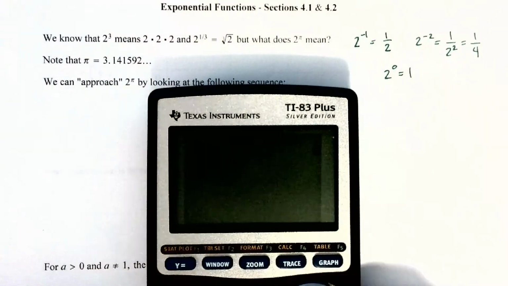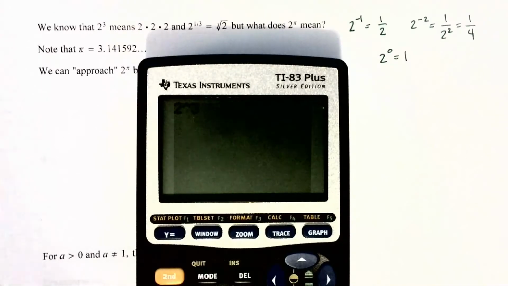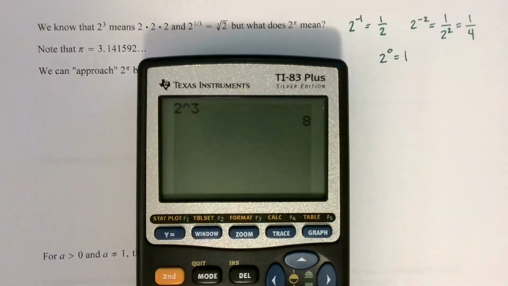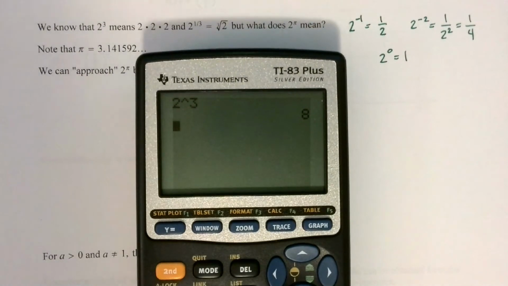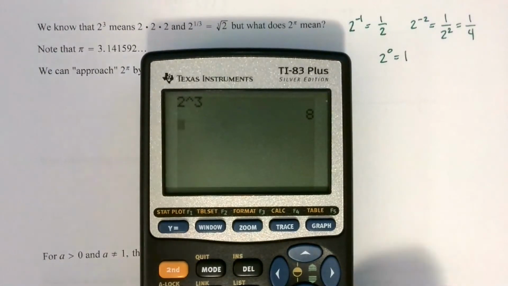And we get 8. Let's see if I can get my screen to show up a little bit better in this. Some shadow on there. Give me a second. See if I can change the settings on this camera. There we go. That looks a little bit better for this, hopefully. Okay, at least I can see it better. So there's 2 to the third power.